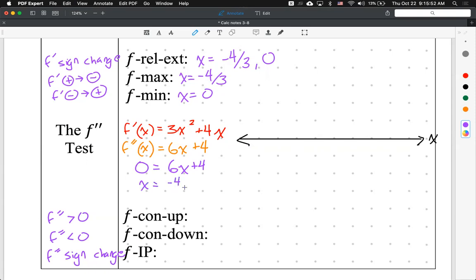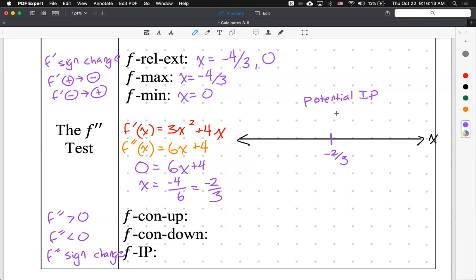Equals -4/6, which is -2/3. So we'll go ahead and mark that on our number line, -2/3. And there's nothing that we can really say here. We just know that, if you want, you can say it's a potential inflection point.